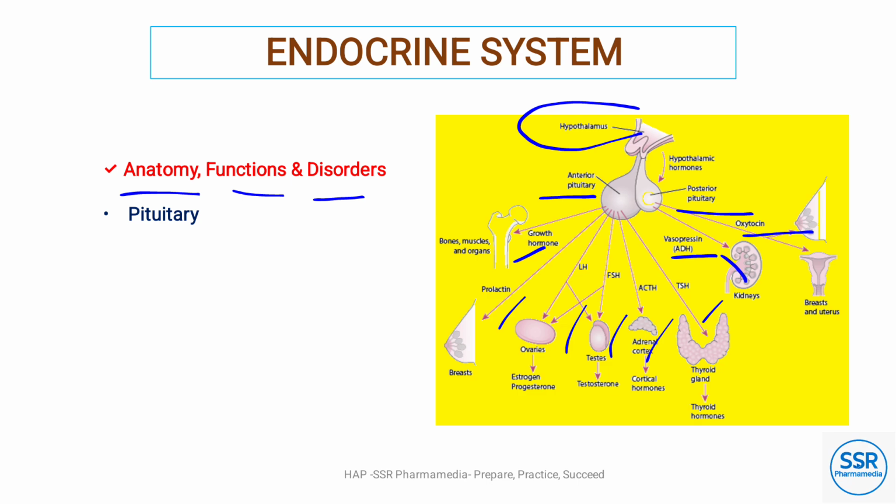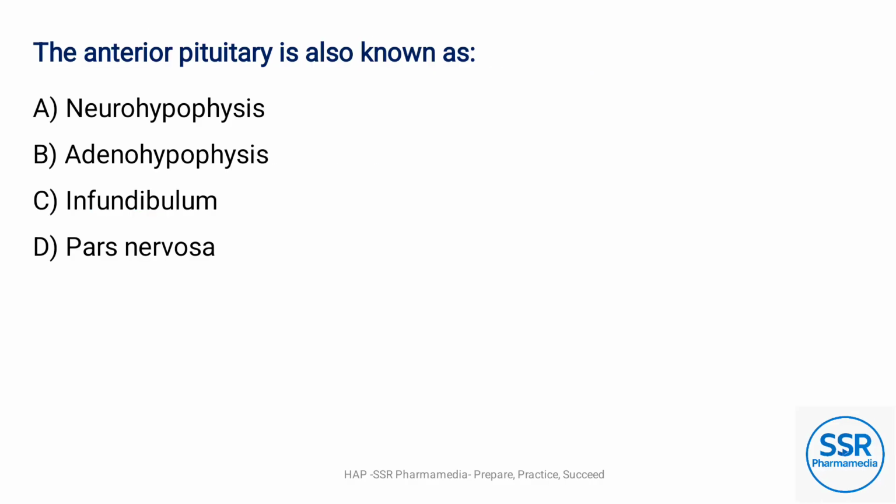So vasopressin acts on the kidney. It is also called antidiuretic hormone. And oxytocin is involved during birth, for uterus contractions. So there are two parts of the pituitary gland. It is mainly located below the hypothalamus, and each hormone is involved in the growth and functions of particular organs. So we'll move into the MCQs.